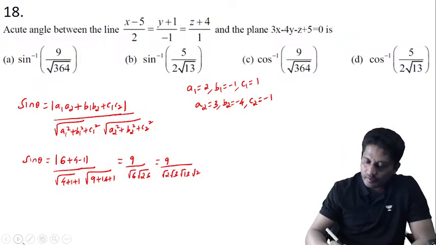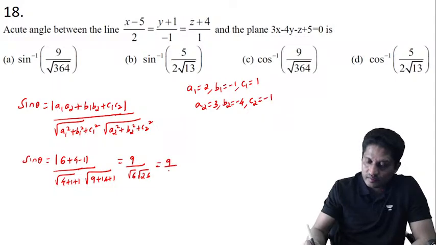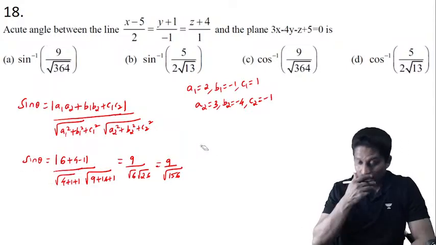Okay, it's not going to help me out, right? You can't divide. Okay, so if I multiply this, you will get 9 divided by root of 6 into 26, which is 156. This is sin theta.